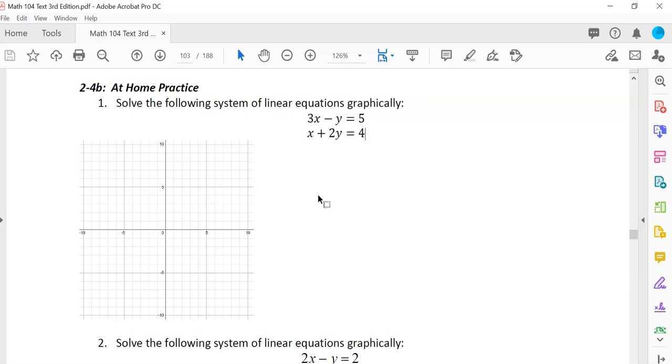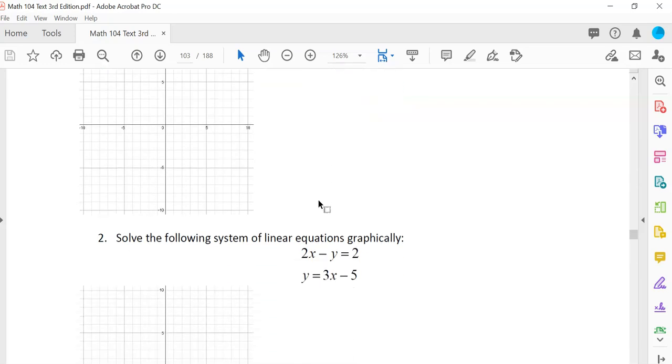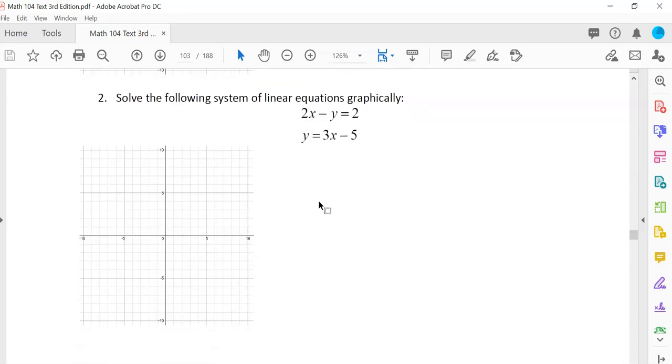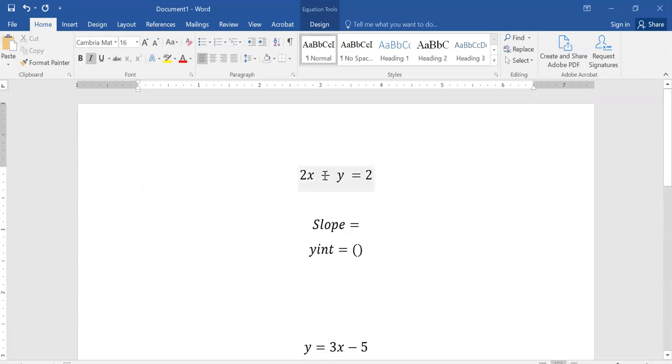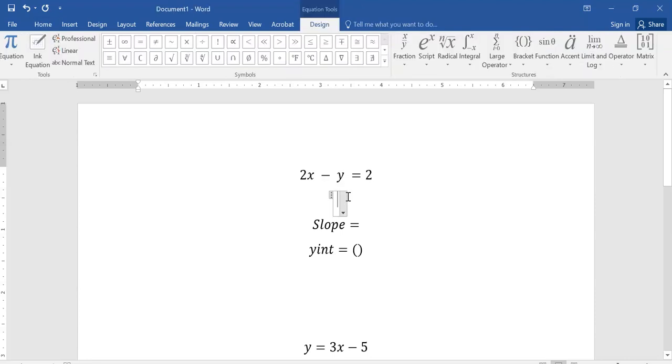Let's do one more of those, and then I will stop there. So the second question says, solve the system of linear equations graphically. And here are our two linear equations, 2x minus y equals 2 and y equals 3x minus 5. All right, so let's go and do this. 2x minus y equals 2 is not in slope-intercept form. So what we can do is put it into slope-intercept form.